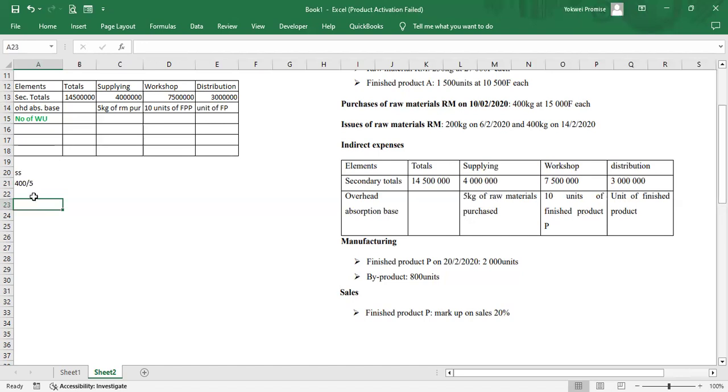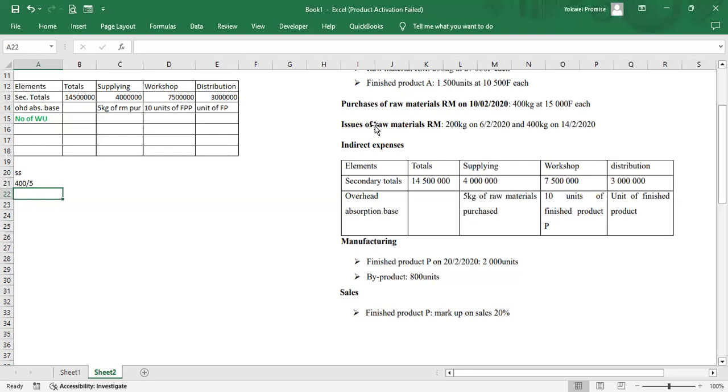But sir, we have two different raw material purchases on two different dates. Yes, we have 200 kilograms on the 6th of February and the other one on the 10th of February. Take a look at the question. This is purchases, and this one is issues. Issues of raw material means the raw material left the warehouse, so it is now consumption.